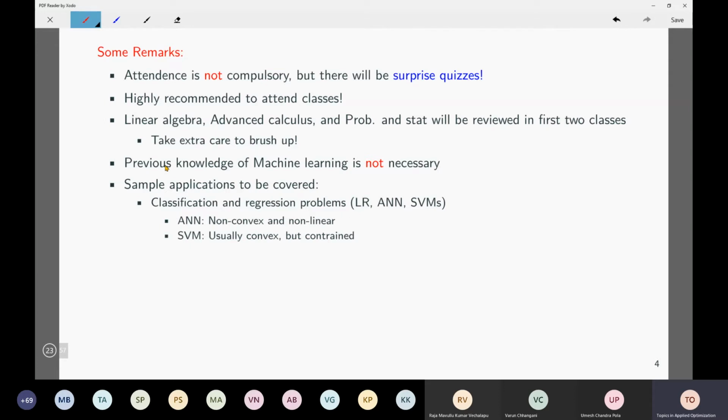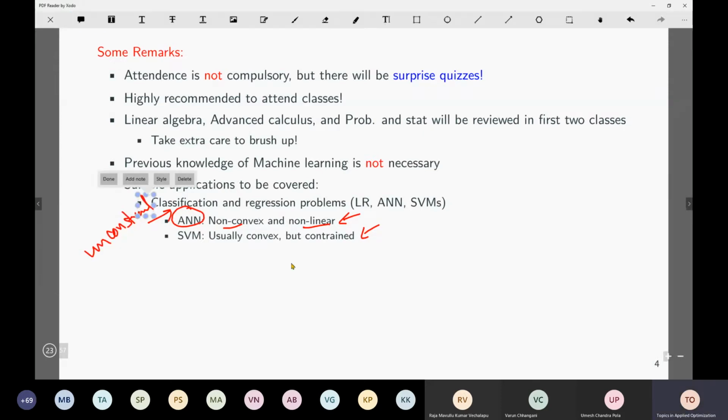Usual neural networks, as I said, are non-convex and non-linear. So that's already a big problem at hand. SVMs usually are convex, but they are constrained optimization problems. Artificial neural networks are usually unconstrained. I will explain what I mean by unconstrained and constrained, so don't worry about that.